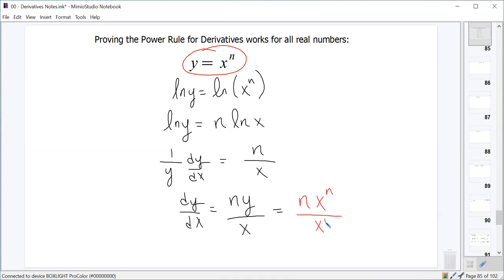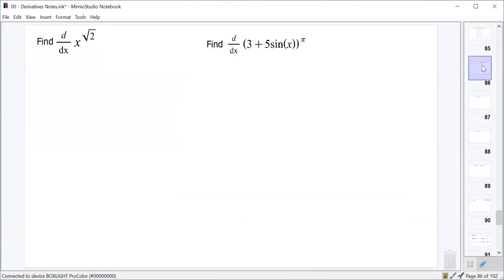I'm going to note that that x in the denominator is x to the first power. And if I have x to the n over x to the first power, that could be rewritten as x to the power of n minus 1, which is exactly what our power rule said we should be able to do for any real number n. And again, there were no restrictions on what the value of n could be. So we should be able to apply the power rule to any real number value of n.